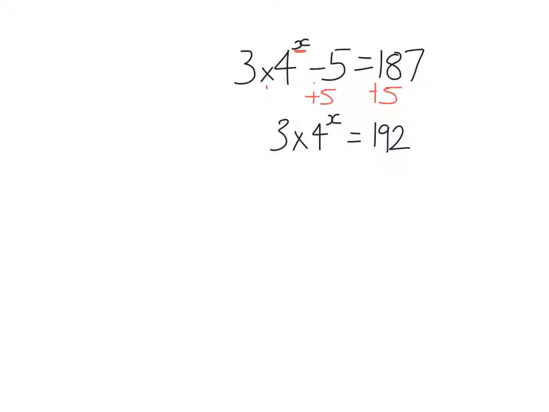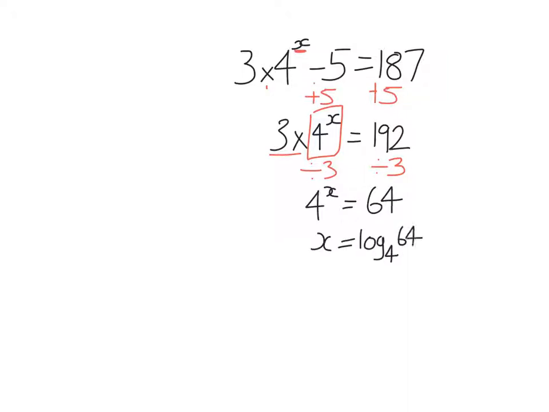Now remember, because of order of operations, 3 times 4^x means you raise 4 to the power first, then you times by 3. So the next thing I undo is timesing by 3, and I do that by dividing by 3. So I end up with 4 to the power of x is 192 divided by 3, and if I want to know what x is, I can take the log of both sides. I can use the rule that was on the previous slide. So x would be log base 4 of 64.